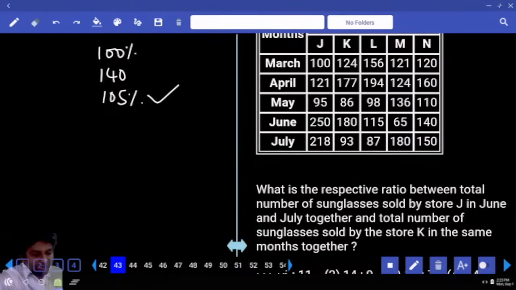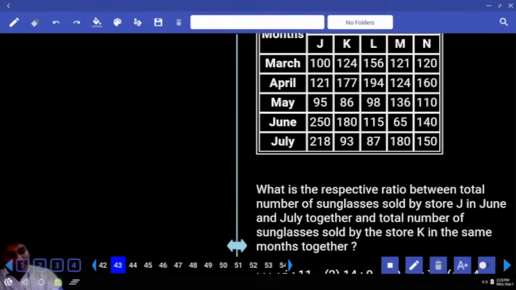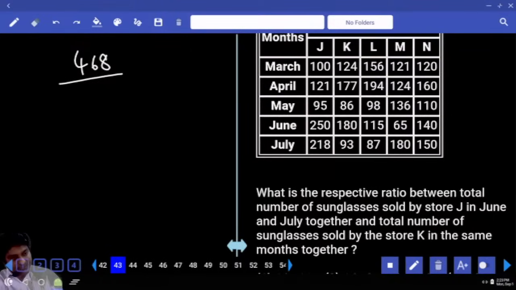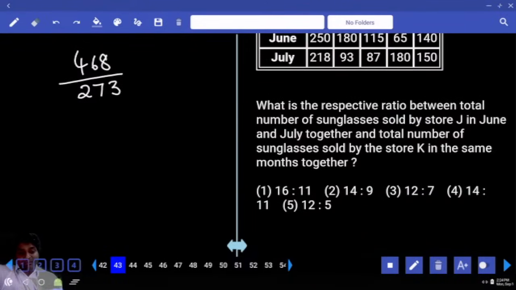What is the respective ratio between the total number of sunglasses sold by J in June and July together? J, June, July together. 468. While writing, I observed that it is a 9 multiple. Same stores together for K. These two numbers, 273. While writing, what did you observe? 3 multiple, but in the numerator. So one extra 3 multiple is there in the numerator. So in the final answer, your first number should be a 3 multiple.